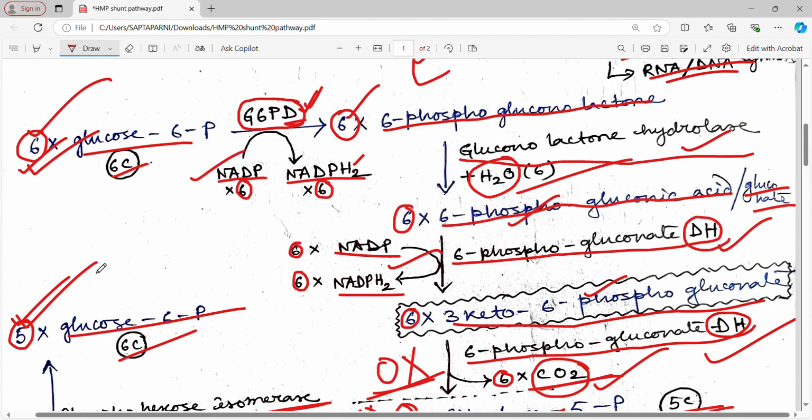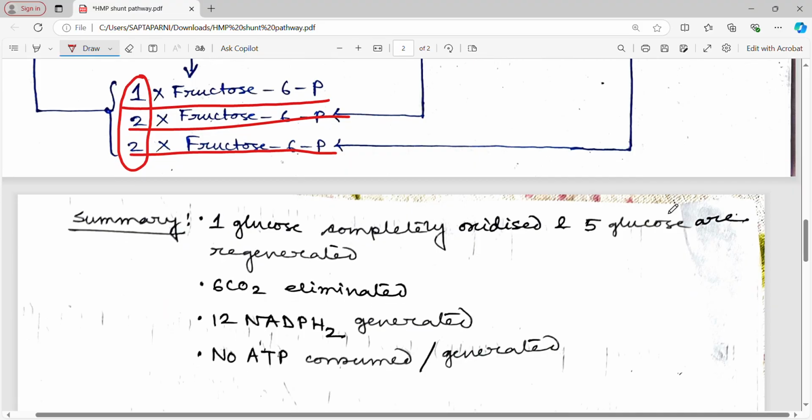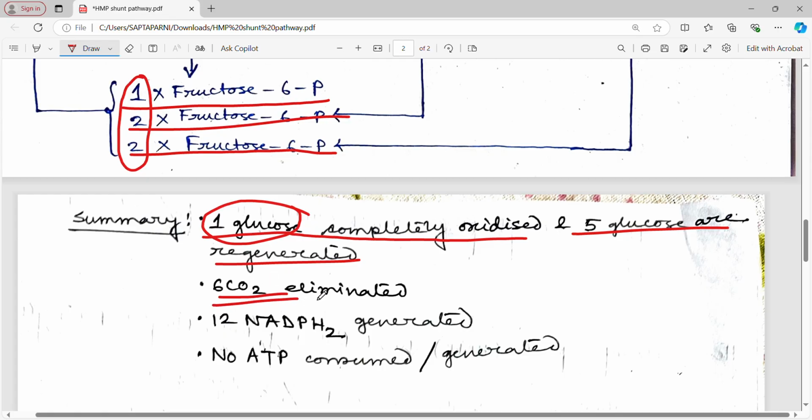So 1 glucose 6-phosphate is completely oxidized in this reaction. In summary, we can say that 1 glucose 6-phosphate is completely oxidized, and 5 glucose 6-phosphate are regenerated at the end of one cycle of the HMP pathway. For complete oxidation of 1 glucose molecule, we can get 6 carbon dioxide. 6 carbon dioxide are eliminated.